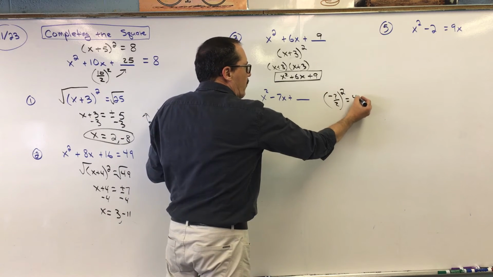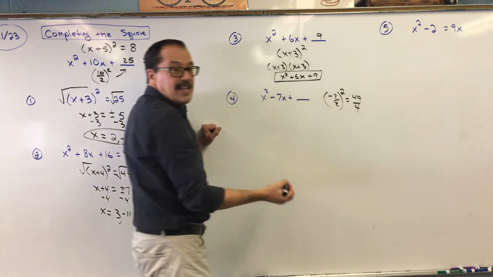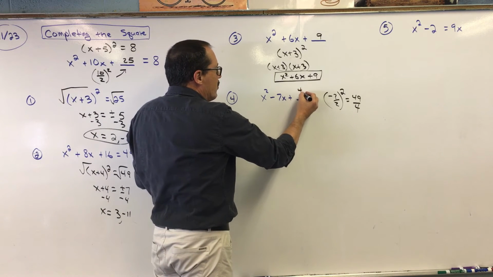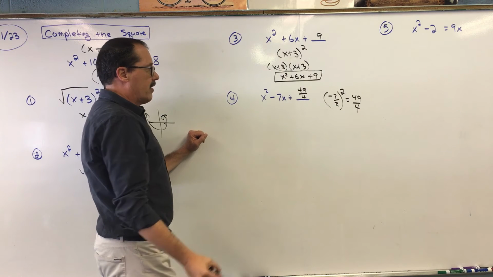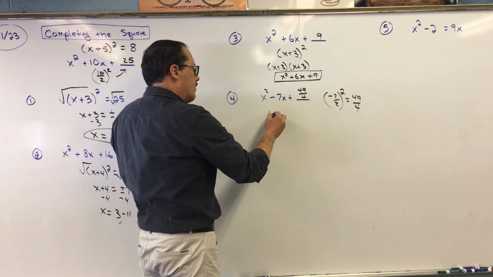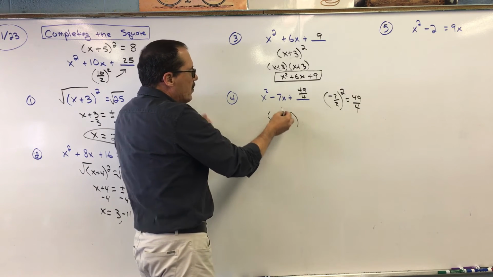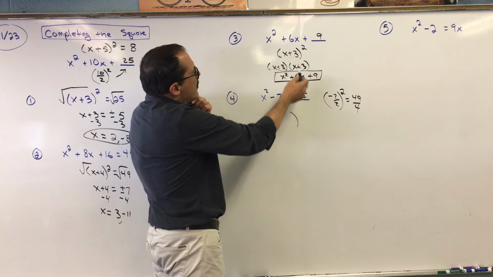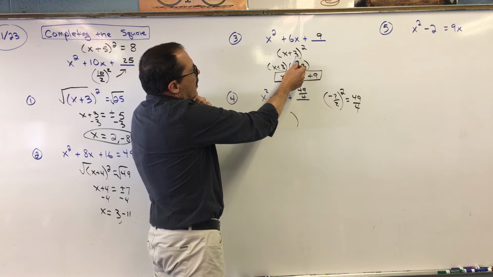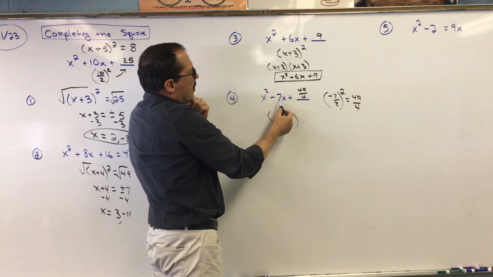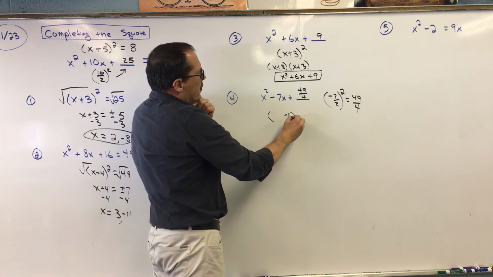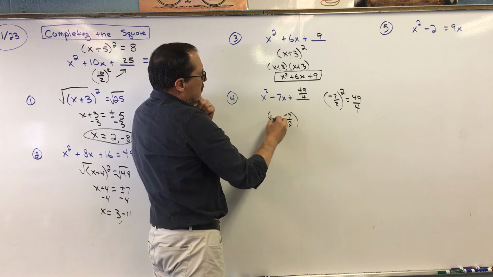So that's going to give us 49 over 4. That's what they want you to use. They don't want you to use your calculator in the decimal. They just want you to put 49 over 4 in there. So now when we go to break this up, remember that this number right here is always what the 6 was divided by 2 was 3. So negative 7 divided by 2 is what goes here.